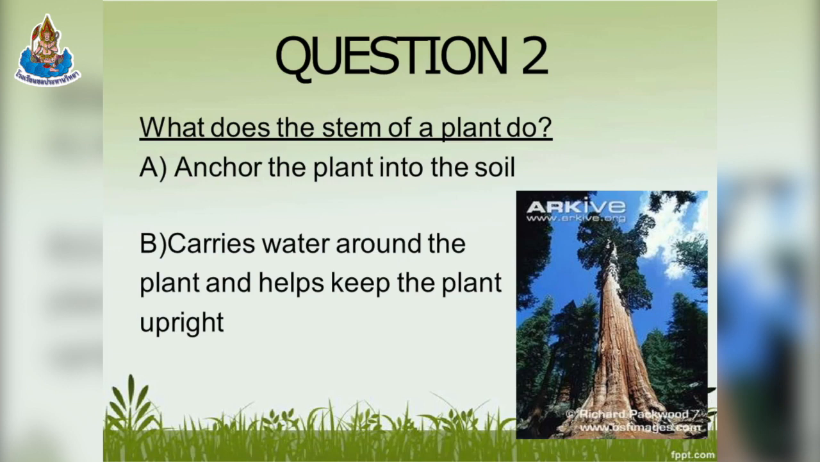Next one, question number 2. What does the stem of a plant do? Letter A, anchor the plant into the soil, or letter B, carries water around the plant and helps keep the plant upright. What do you think is the answer? You are right if your answer is letter B. So the function of the stem is to carry water around the plant and keep the plant upright.